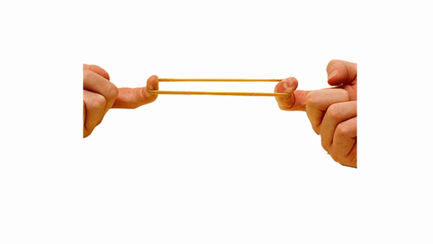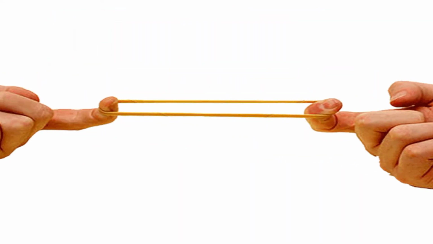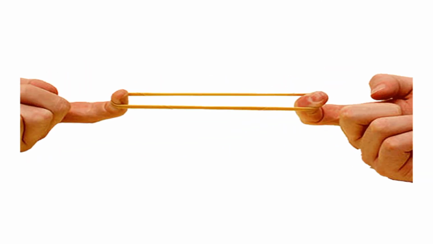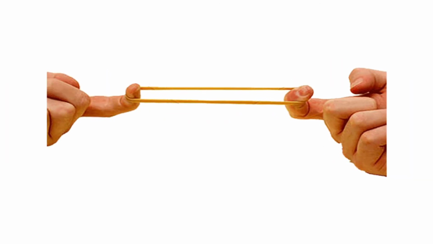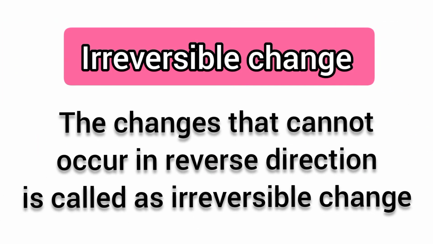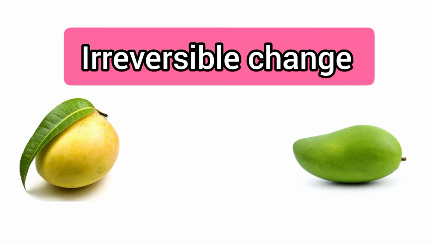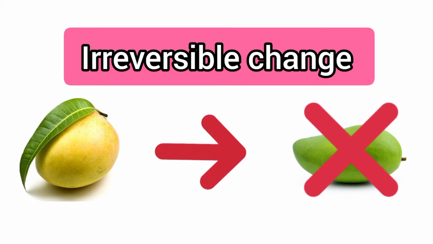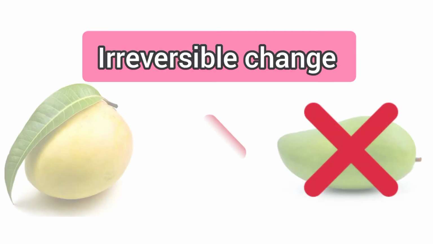Children, see this rubber band. If we stretch, it comes back to its original place again. This is also one of the examples of reversible change. Students, let us see the definition of irreversible change. The changes that cannot occur in reverse direction are called as irreversible change. See this example. A ripe mango cannot be transformed back into a raw mango.